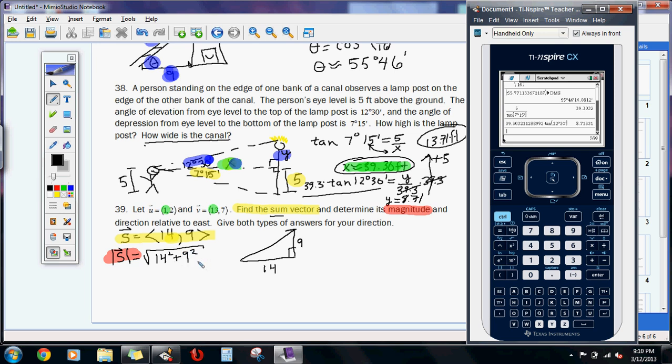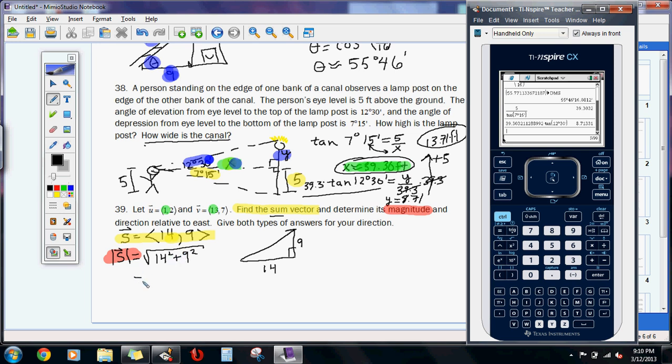Okay? Now, looking at this, it might have been a big jump for some of you, but I want you to understand that's literally like the Pythagorean theorem. 9 squared plus 14 squared equals c squared. And then you're going to end up taking the square root of both sides to get here. Now be very careful. You cannot mathematically cancel the square root with the square since there's a plus here.